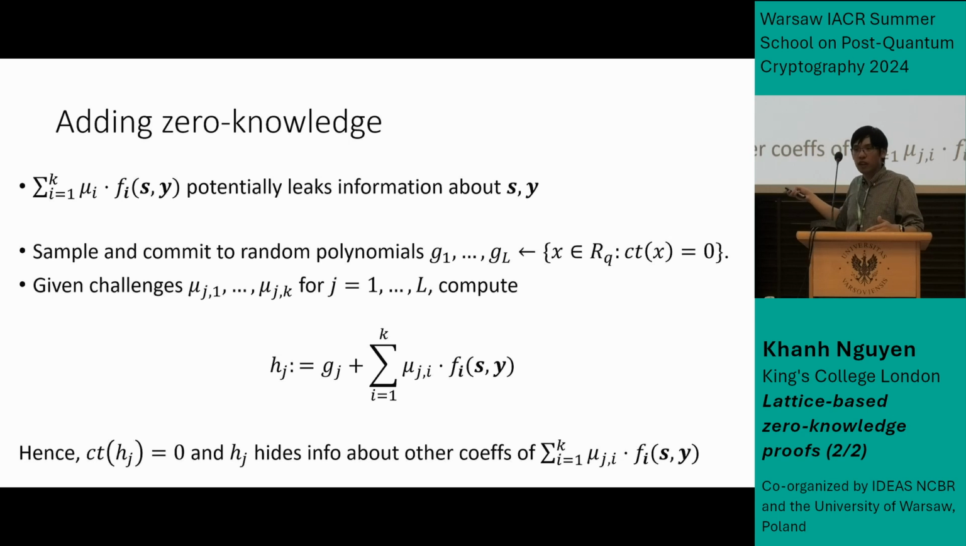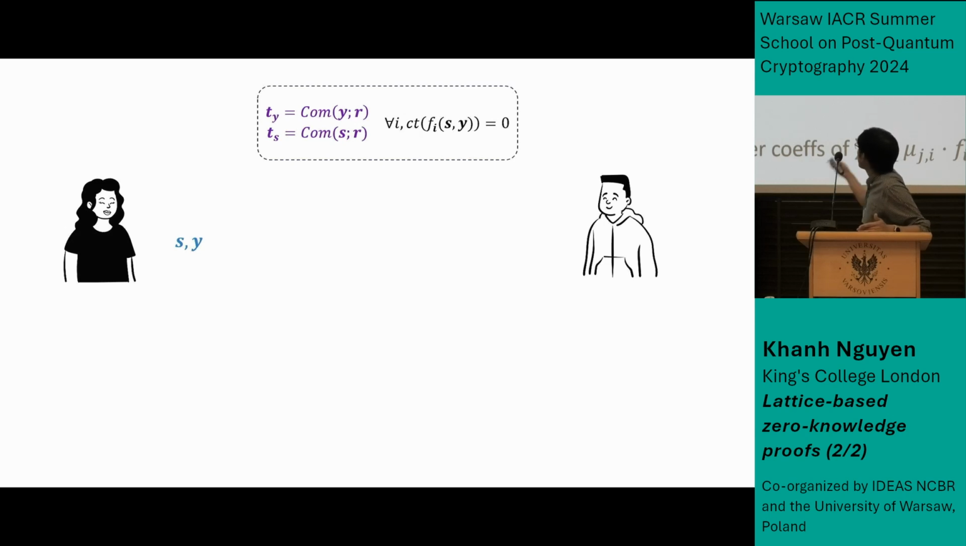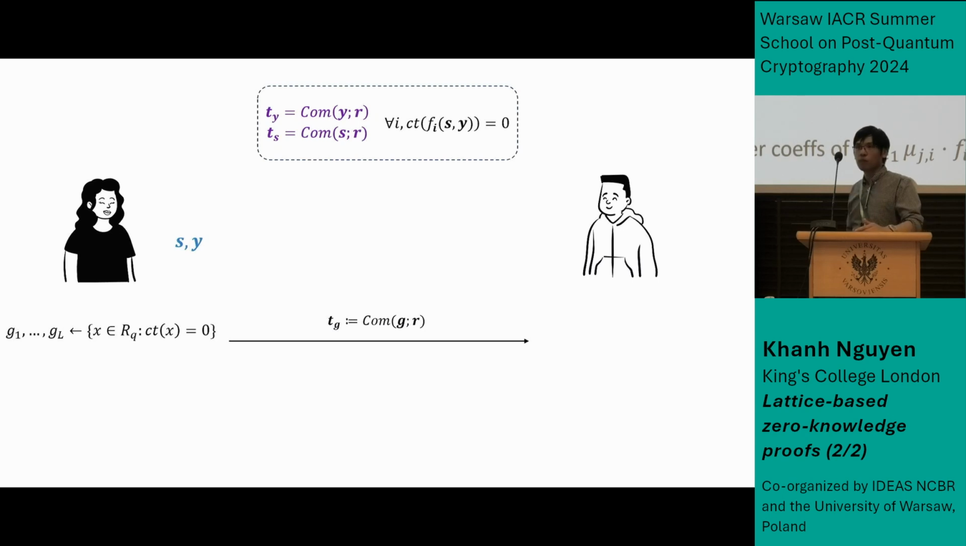So I will send the h_j. I will send all these h_j, so there are capital L of them. Now by completeness, the constant terms of these will be 0, because the constant term of the linear combination is 0, and I made sure that the constant term of g_j is also 0. So the constant term of h_j is 0. And h_j hides the information about the other coefficients of this linear combination. This is because we really picked all these g's uniformly at random.